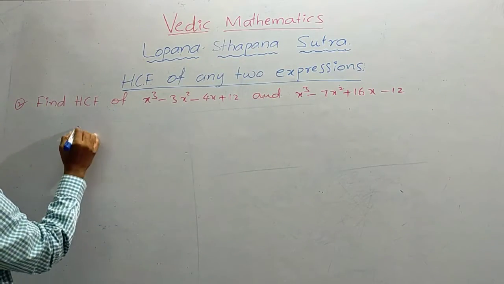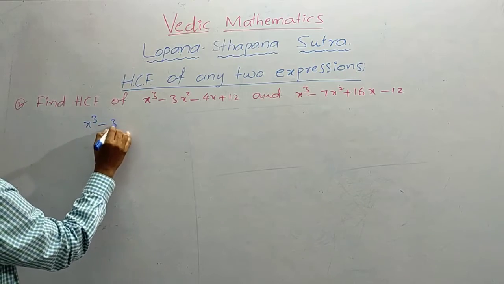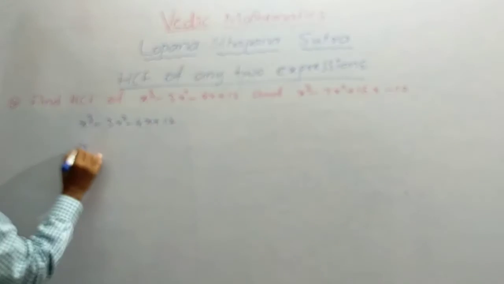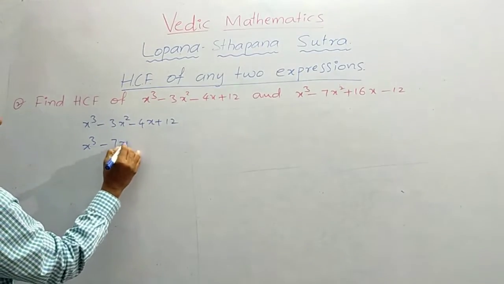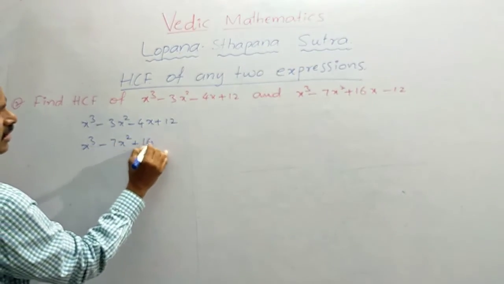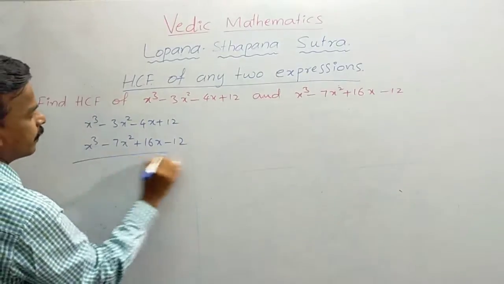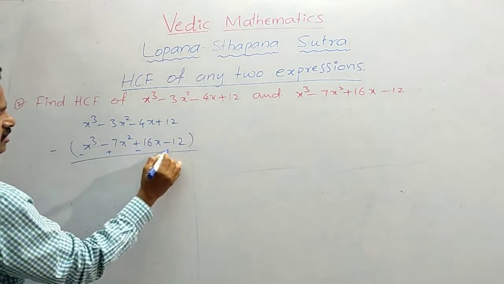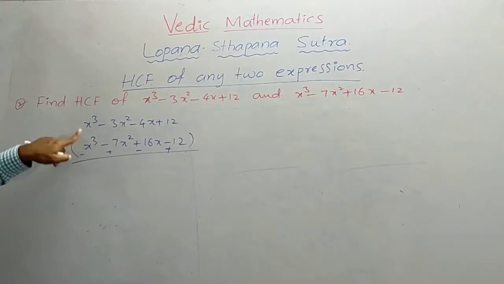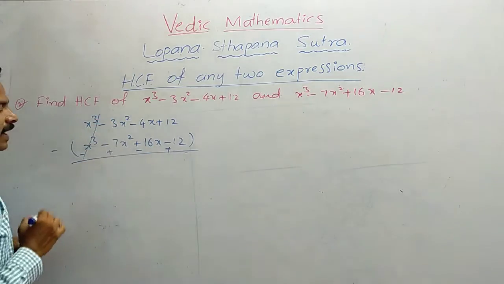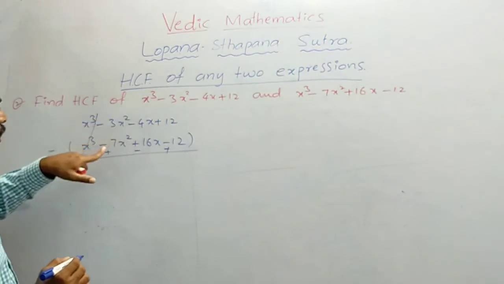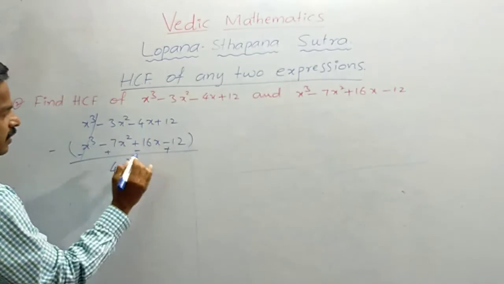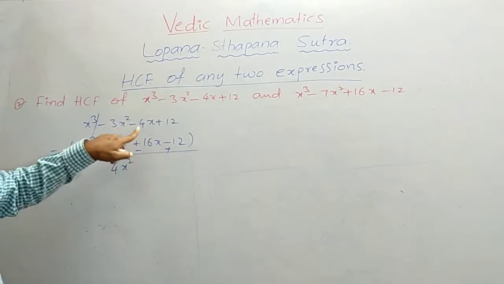First, we are subtracting x cube minus 3x square minus 4x plus 12 and x cube minus 7x square plus 16x minus 12. In subtraction, the symbols will change and x cube minus x cube gets cancelled. Minus 3x square plus 7x square is 4x square, and both are minus here.